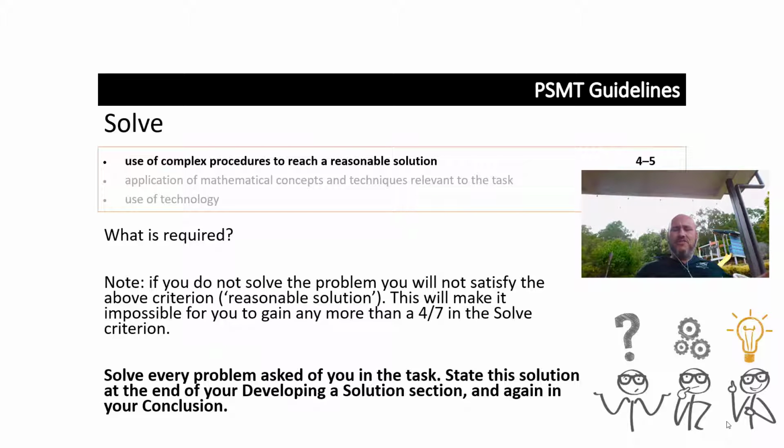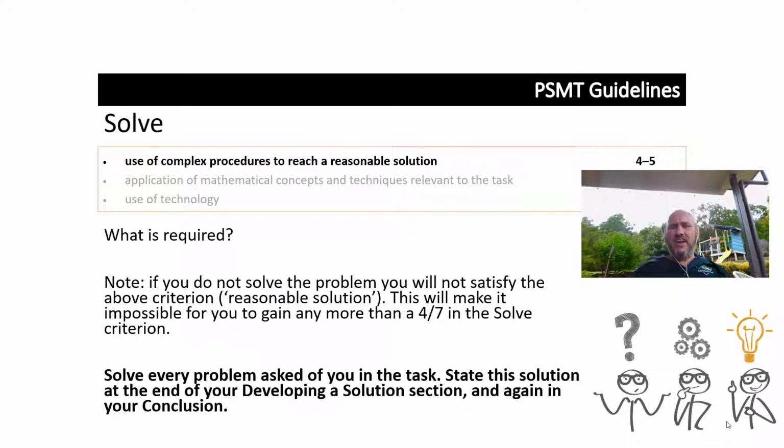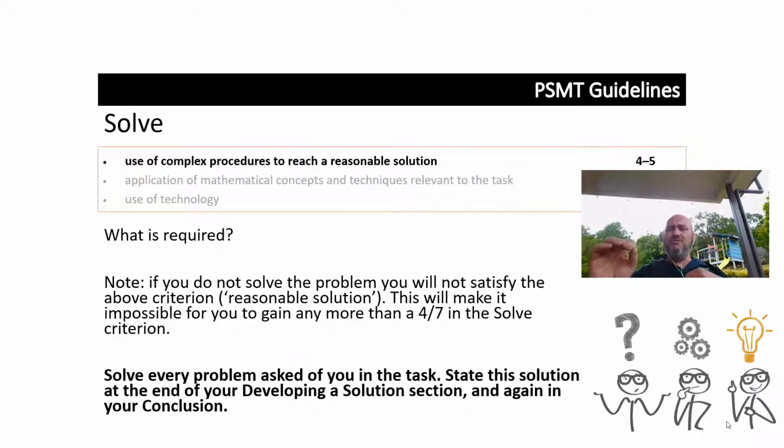So that's the summary of the solve session. There's not a lot to it, and it does differ depending on the task. So make sure that you ask questions and you understand how to reach those criteria, and be constantly referring back to the criteria in the sense that you actually go and use that information.